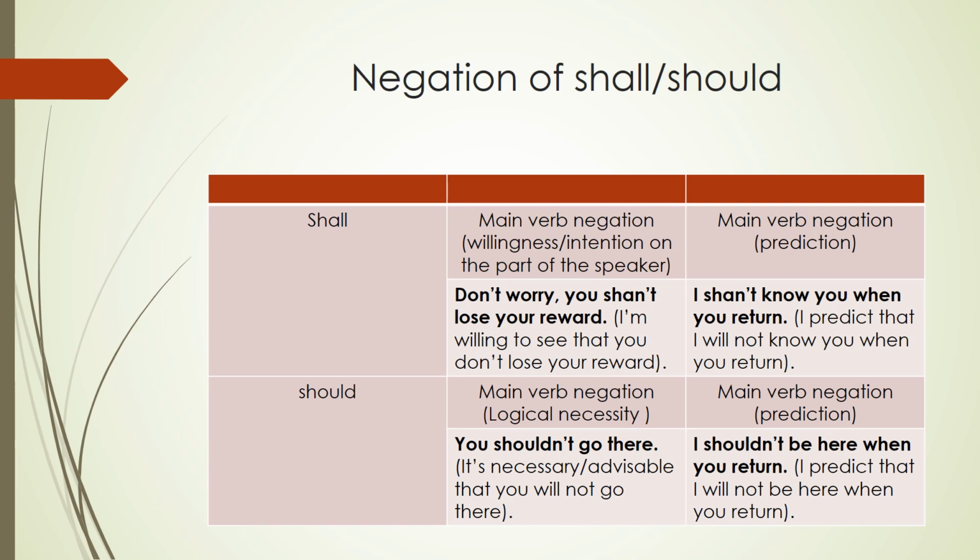Again, should as a modal auxiliary is used to express a prediction, just like shall. So, I shouldn't be here when you return. Again, we have main verb negation. Should is positive. It means I predict. So I should, this means I predict, not be here, so I will not be here. I am negating the main verb.